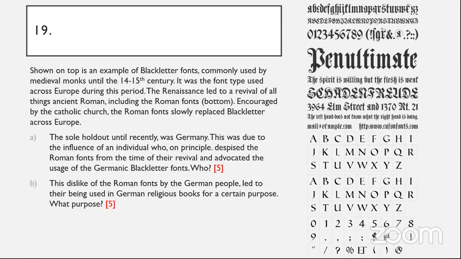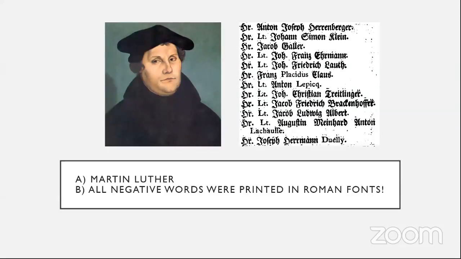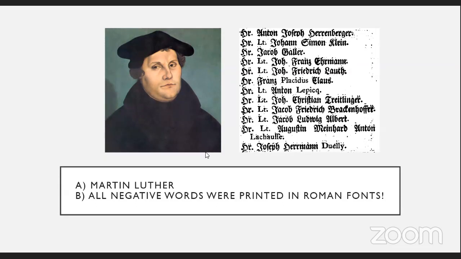Okay. So for A, we're going to say this is Martin Luther. And for B, we're going to say, whenever the devil or Satan speaks in the religious books, their text is in Roman font. Okay, I'll give it to you. I was looking for a broader answer, but since your answer is also technically right, part A is indeed Martin Luther, who advocated the continued use of Germanic black letter fonts, and any words which had negative connotation or were not meant to be viewed positively were printed in Roman font. So 10 points to team 3 for getting both parts right.